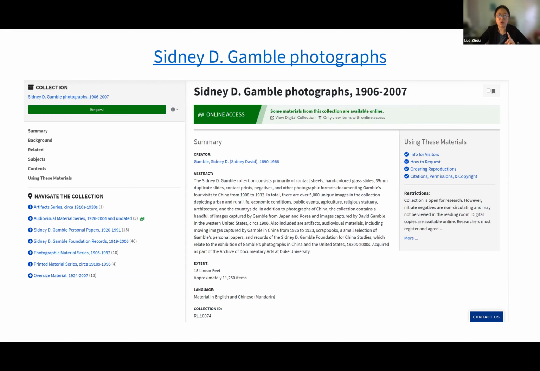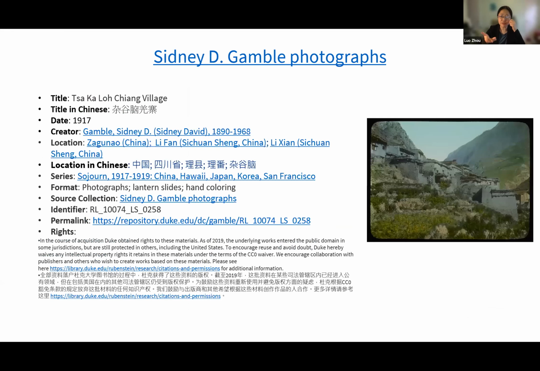To give you just one example, this one you see is a hand-colored lantern slide. It has a sleeve cover, and on the cover we have Gamble's own caption, which is Zagu Naochang Village. And I gave it a Chinese translation. The date is pretty certain.